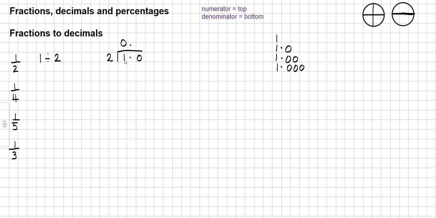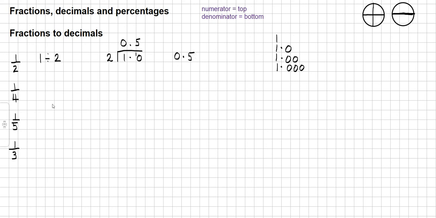Now, how we've been doing it is we haven't used this 1, so we're carrying it over to our next place value. And because we're moving to the right, it's going to be worth 10 when it comes over to this column. So we're now looking at 2's into 10. And 2's into 10 goes 5 times exactly, no remainder, so we are done. Therefore, 1/2 written as a decimal is 0.5.